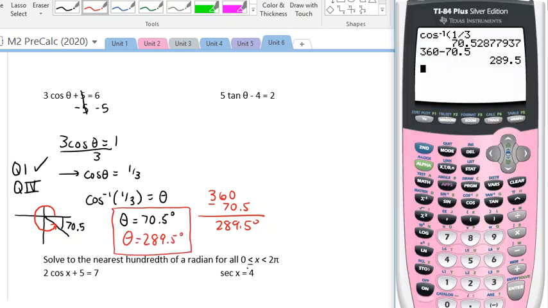So if we wanted to at the end, we can double check by doing 3 cosine of my angle 70.5 plus 5 and see how close we get to 6. We're not going to get exactly 6 because we rounded it to the tenths, but 6.0014. It's fairly close. This is another way we can check that we found the second angle correctly, that we didn't make any sign errors or calculation errors. And you can see it's also pretty close to 6.